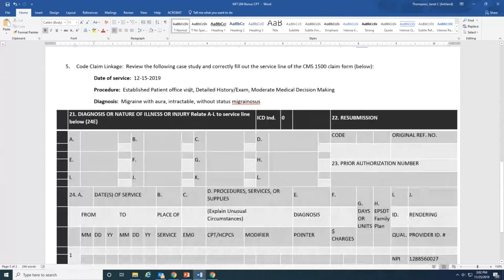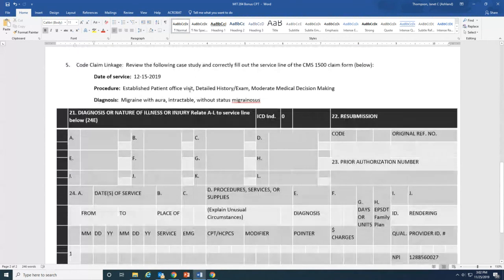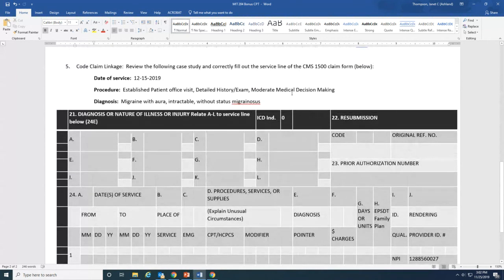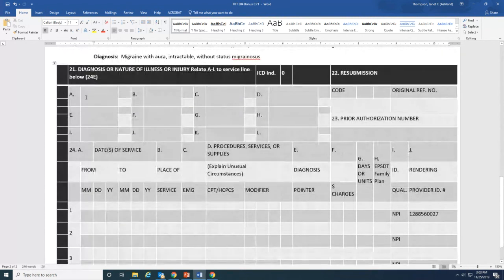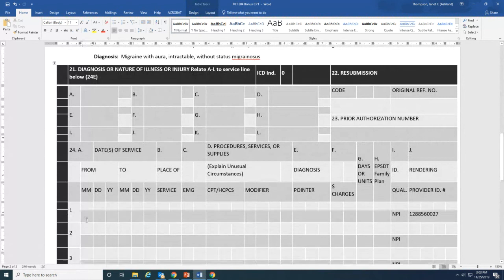And then the last one is a code linkage question. We have a date of service on December 15th. I'm going to have you figure out what is the E&M code for the procedure, established patient office visit, and the diagnosis was migraine with aura intractable without status migrainosus. And you will click in these boxes to type your information. I would type in the darker gray boxes here.